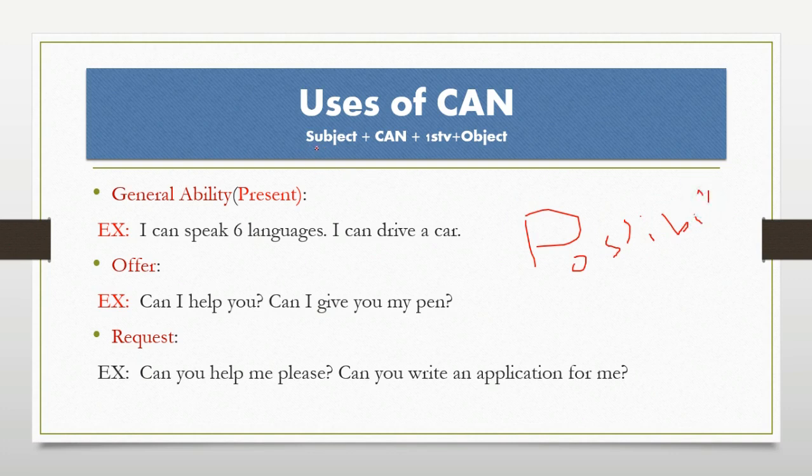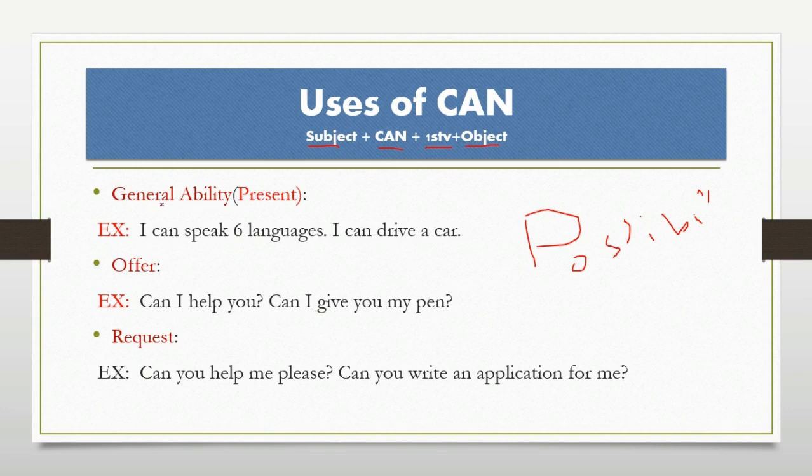What is the structure of the sentence? First of all, you have to write subject. Subject means a doer of an action, who performs an action, a worker of an action, or simply we say that subject is noun or pronoun. Then we use can, and then we use first form of the verb, and then object. Object means receiver of an action.